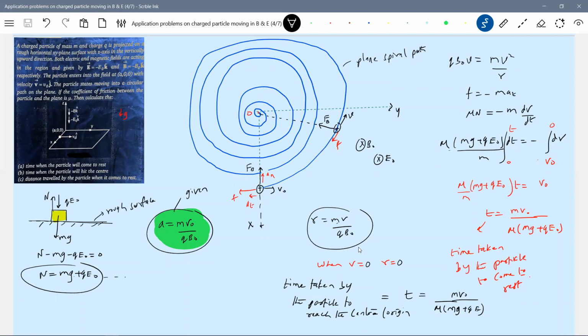We should not think like that. See, you have done variable accelerated motion. Go back to kinematics, variable accelerated motion. Tell me what you do. v dv by ds.